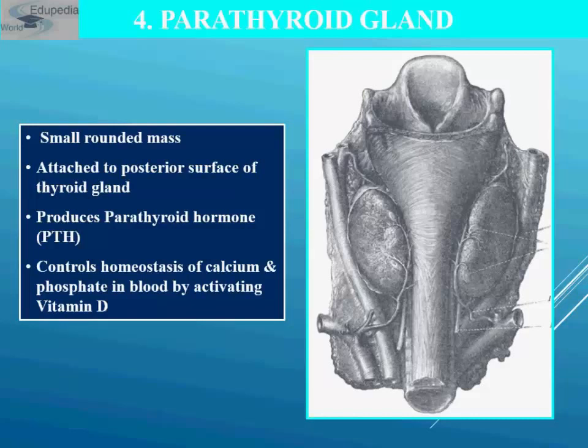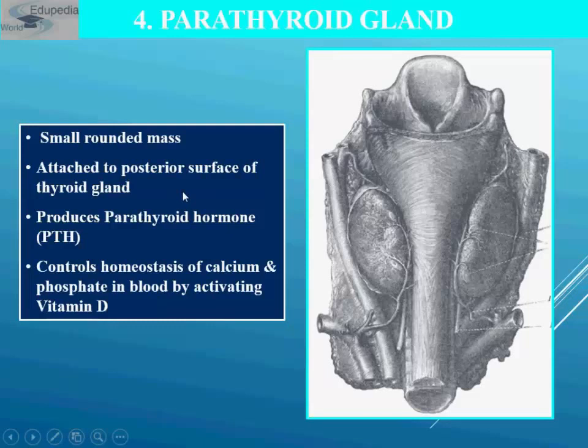They originate from the embryonic endoderm. Embryonic germ layers are of three types: the ectoderm, mesoderm and endoderm. So this parathyroid gland is derived from the embryonic endoderm. It is a small rounded mass which is attached to the posterior surface of the thyroid gland.